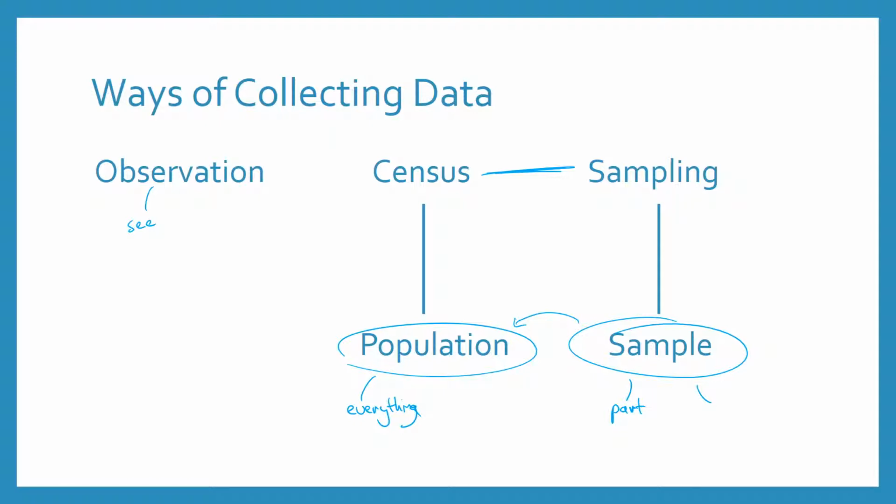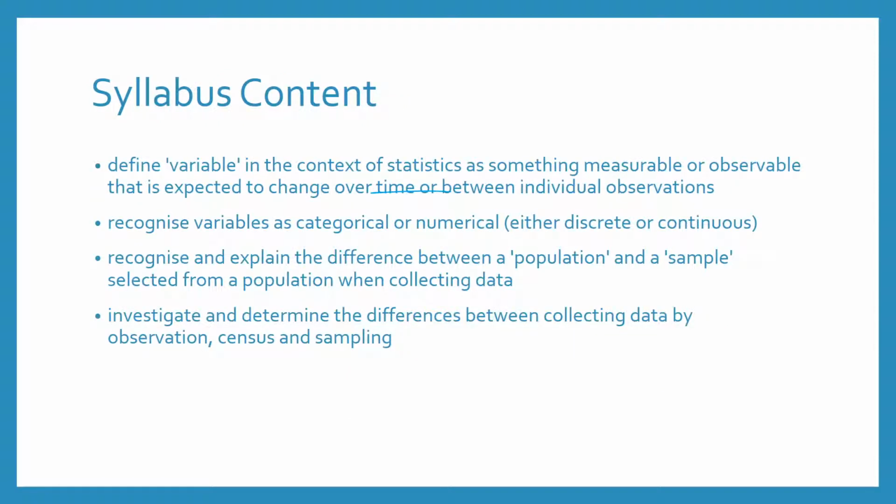So the data represents the whole population. A census is when we would survey the whole population, where sampling is when we're just surveying a sample of it.